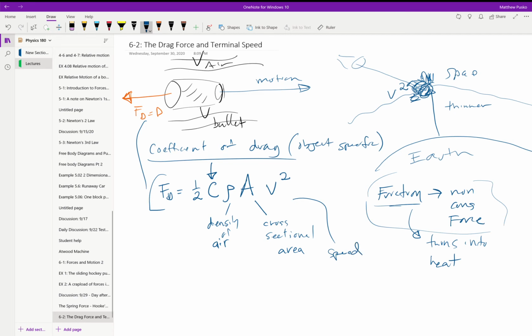It always acts in the opposite direction, kind of like Hooke's law does, right? Just think of it like friction, right? Friction always opposes motion. Always.